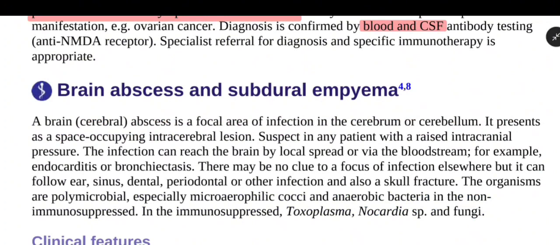Brain abscess is a localized collection of pus within the brain parenchyma, often caused by infection, while subdural empyema is a collection of pus located between the dura mater and the arachnoid mater. They both present as a space occupying intracerebral lesion suspected in any patient with a raised intracranial pressure. Raised intracranial pressure is a very important aspect here.